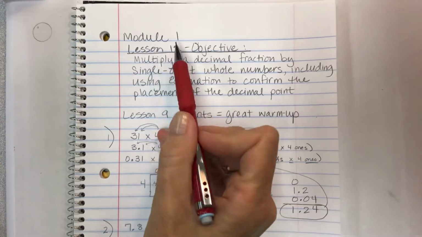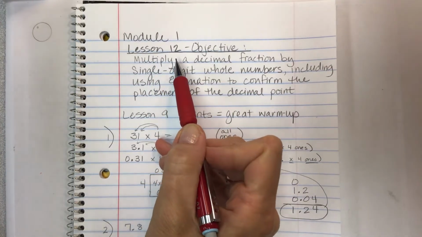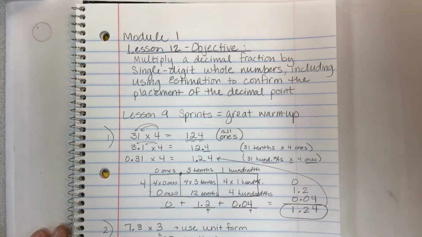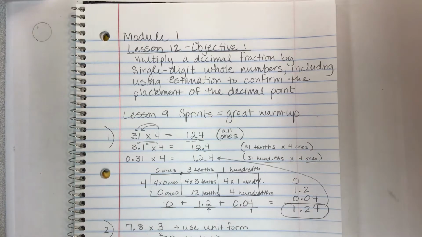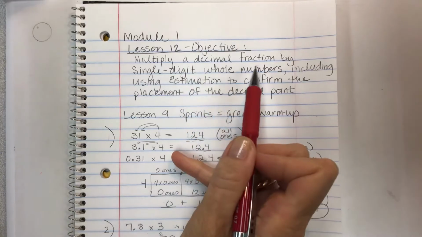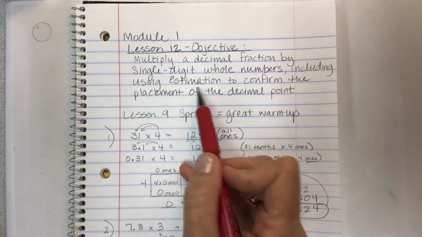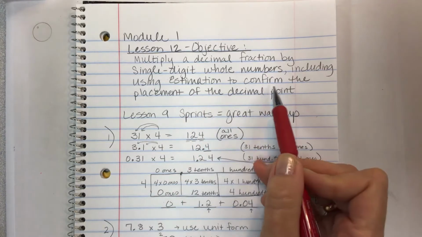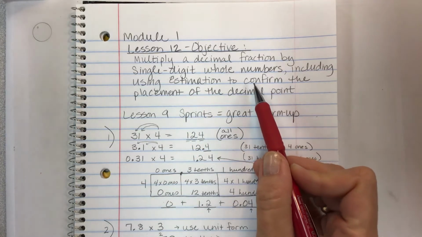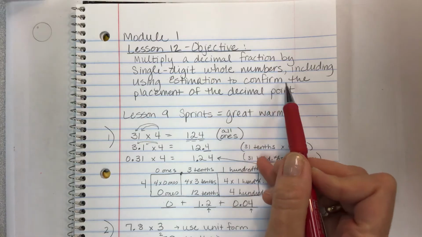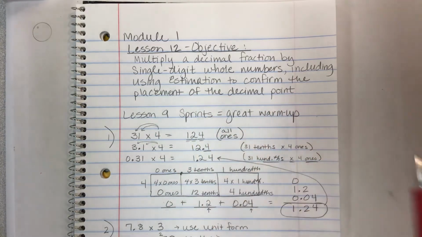This one is for Module 1, Lesson 12. And in this very interesting lesson, we're going to be doing some estimating. But how do we get there? Well, we're going to be multiplying a decimal fraction by single-digit whole numbers, including using estimation to confirm, which means make sure that we are right, the placement of the decimal point.